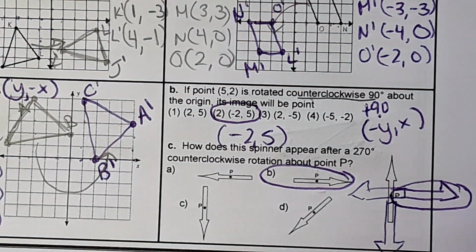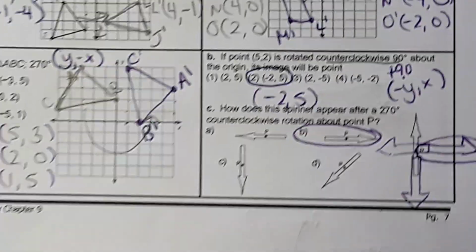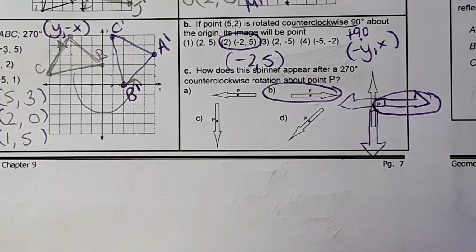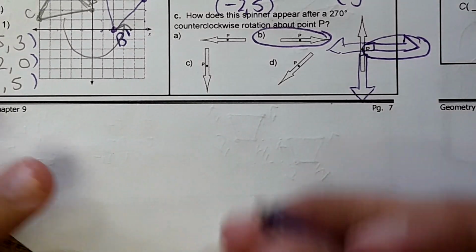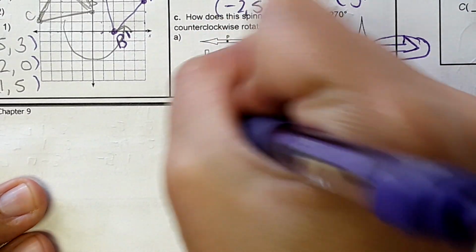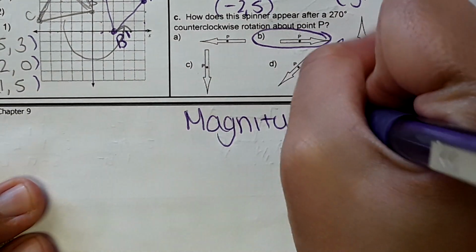There's one more thing, though, that I want to go over because it's on the homework. Okay, last thing, and it's pretty easy. It's called magnitude of rotation. So just make a quick note, magnitude of rotation.